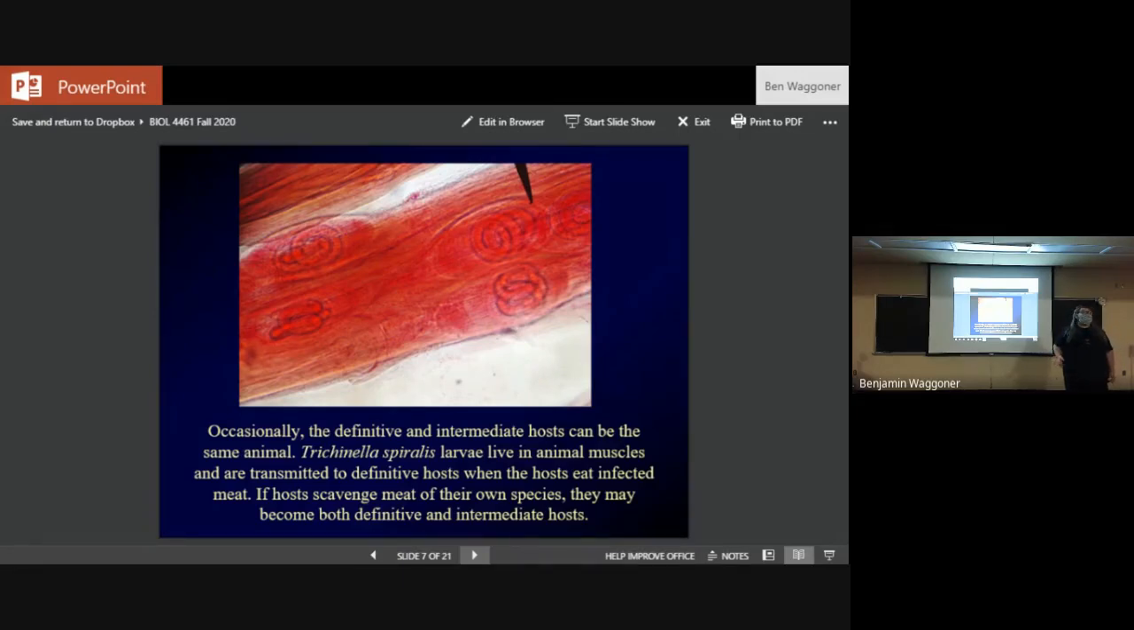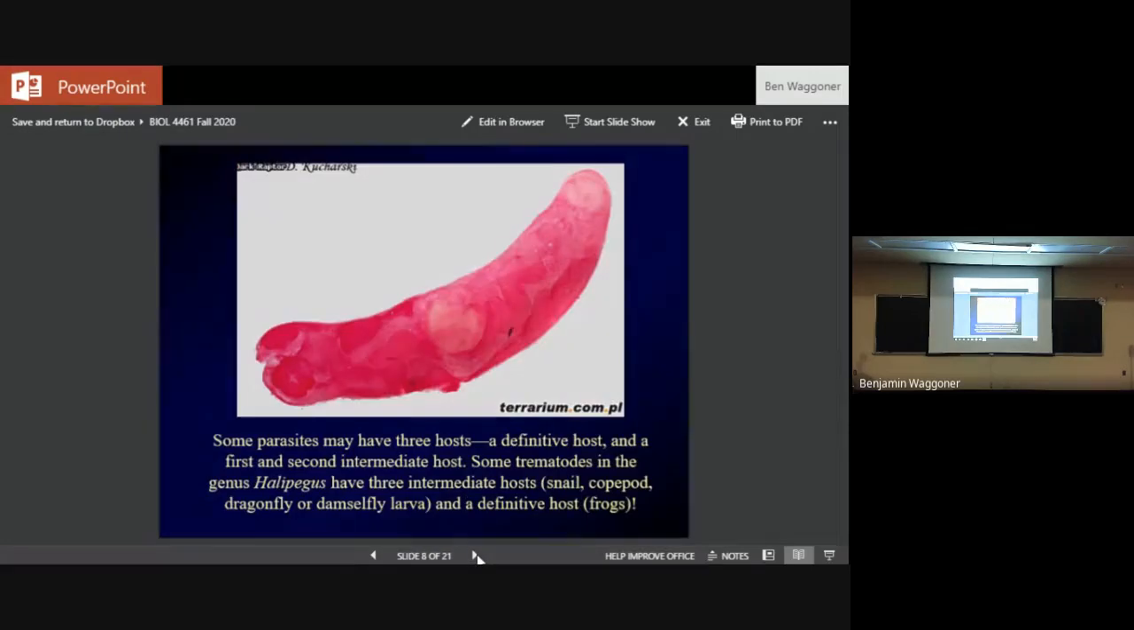Fortunately, humans don't normally pass it on, except in rather unfortunate cases of getting cannibalized or scavenged by wild pigs or something like that. I guess that was a problem in that Hannibal movie, but probably not the worst problem. Anyway, you can have more than two hosts, more than a definitive and an intermediate. There can be a first and second intermediate host.